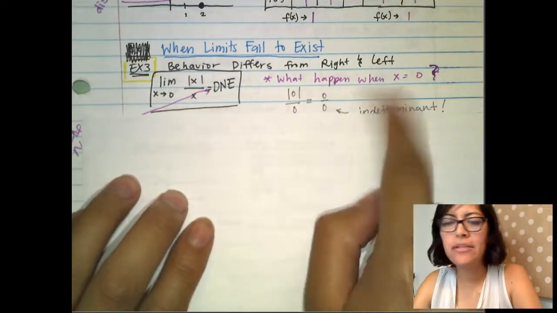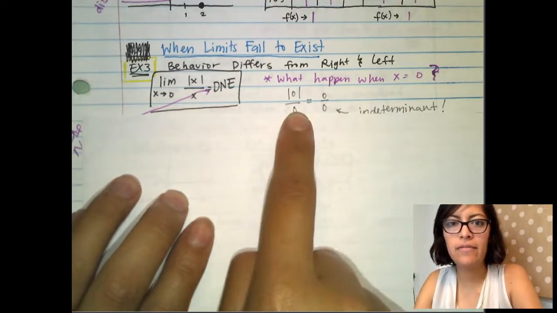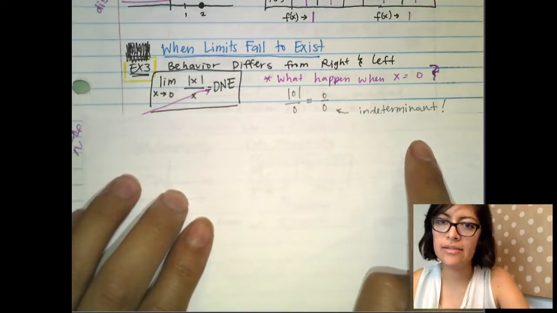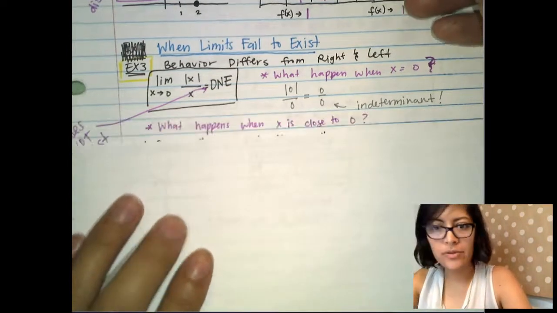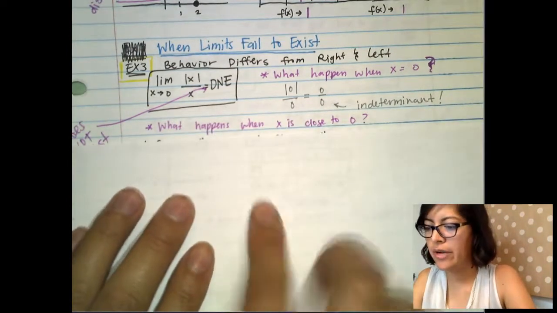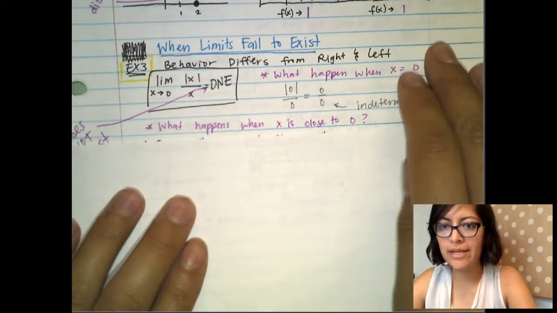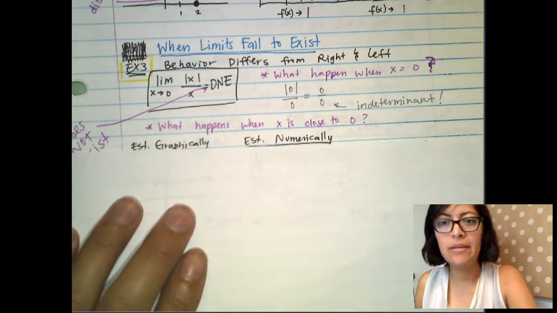What happens when x is equal to 0? Well, this is 0 over 0, which is indeterminate, but that doesn't mean that it necessarily doesn't exist. So we need to do some more work. We're going to see what happens when x gets close to 0. Because in example 1, it was indeterminate, but the limit did exist.